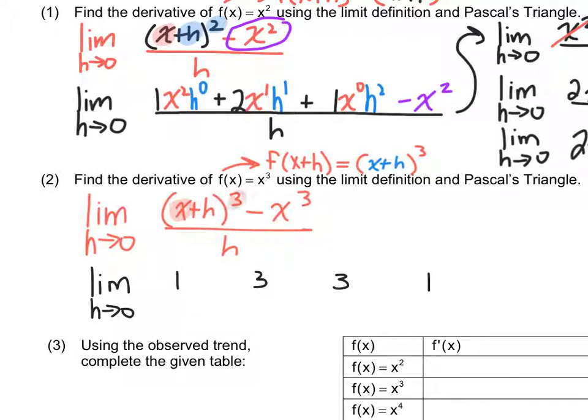Take the x, raise it to the third power. So x to the third. Reduce the power by 1 from left to right until you run out of power. Take the h, raise it to that power. Go from right to left. h cubed, h squared, h to the first, h to the 0th. Everything's positive on the inside. From that lovely expansion, we're going to subtract off an x cubed.